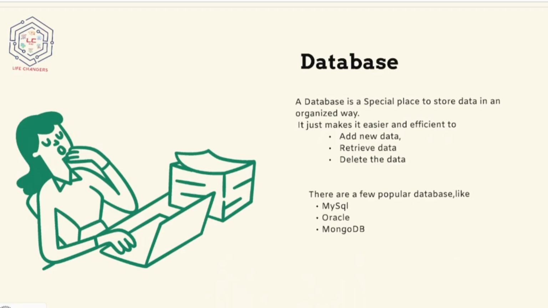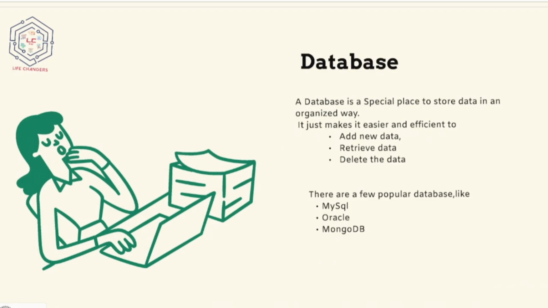So, coming to the database, think about a flower vase. A flower vase is used to keep and decorate flowers. If needed, you can add or remove flowers, right? Using a vase makes it easier to organize flowers. Similar to a flower vase, there is something called a database. Sometimes the word database is referred to as DB. DB is the short form of database.